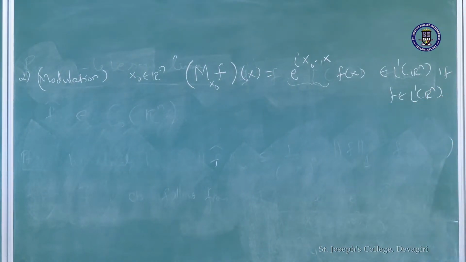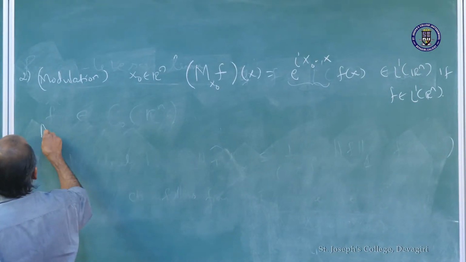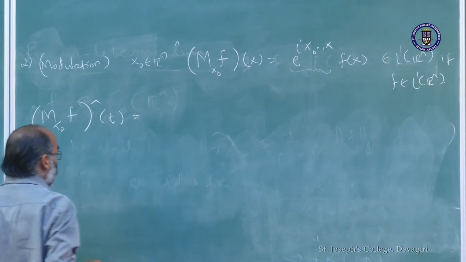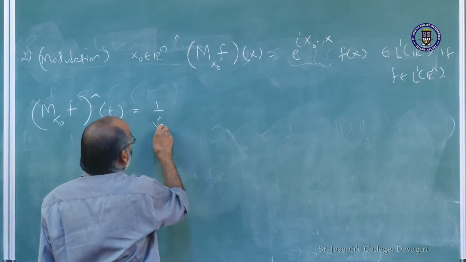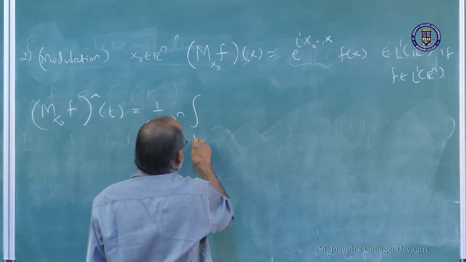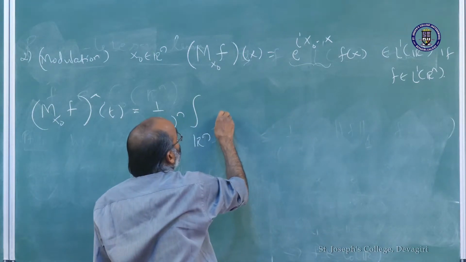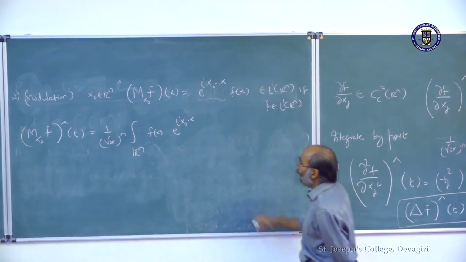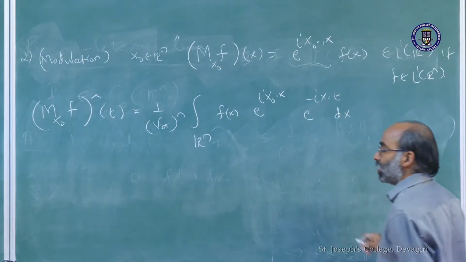Okay. So, I can look at the Fourier transform. Okay. So, let us compute that. So, the Fourier transform of M x naught f at t. Okay. This is much easier to compute. So, this is 1 by root 2 pi to the n, integral over R^n. M x naught f is the multiplication of these guys. So, I have f of x, I will write e to the i x naught dot x, that is M x naught f, and then I want to compute the Fourier transform e to the minus i x dot t dx. Right.